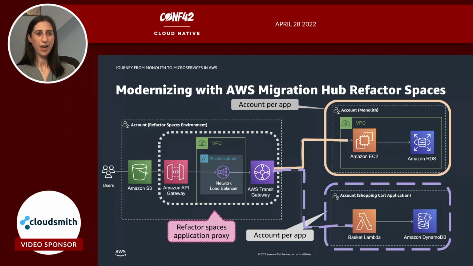Now, another thing that I had mentioned is that Refactor Spaces is enabling us to follow best practices in having account level isolation for these services. So we're following the multi-account strategy for each application. Here, monolith app and the shopping cart app, we have a separate account, and this is helping us in multiple ways. We are going to minimize the blast radius with this approach.